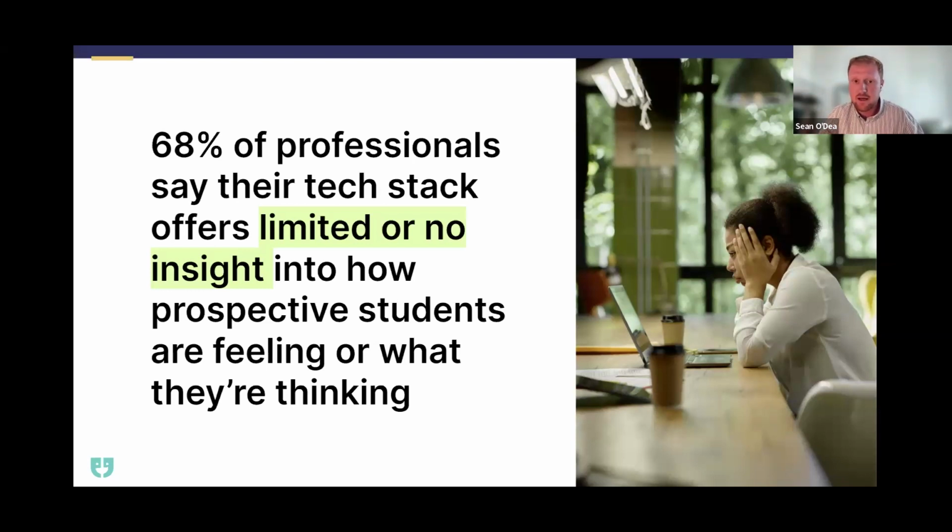And students can tell. We saw that nearly half of students said that most institutions they spoke to didn't keep them engaged, and 41% were unimpressed by the marketing or advertising efforts of institutions they did engage with.